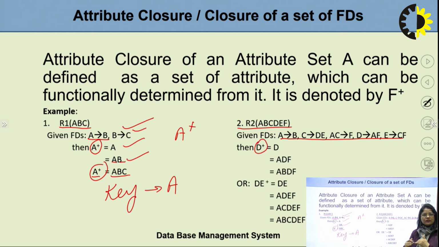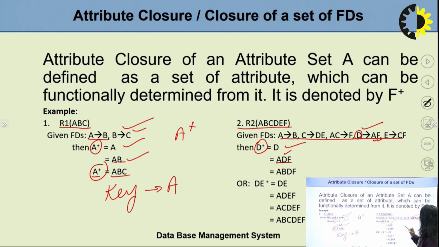So we'll start with the first step. What do we have in our hand? We have D in our hand. So if we have D, what other attributes can be determined? We can see that through this functional dependency, if we have D, we can determine A and F. So we have D already, and we can determine A and F. So now we have A, D and F in our hand.